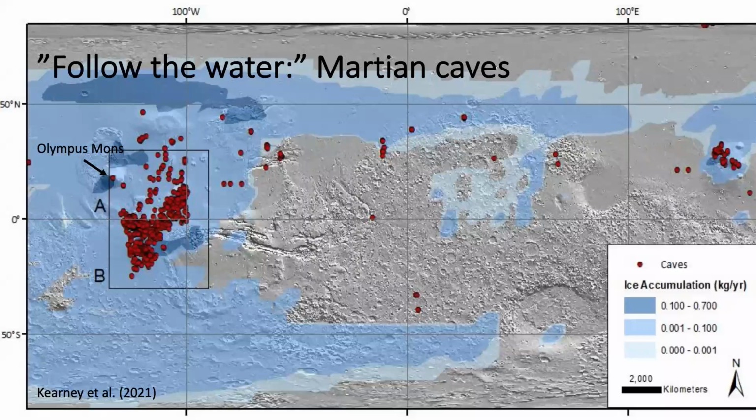Could trap water from the atmosphere and actually accumulate additional water resources in the form of ice in the caves. And you can see the significant number of these cave entrances are in places where we could be accumulating ice even today. So there might actually be quite a bit of water associated with Martian caves.